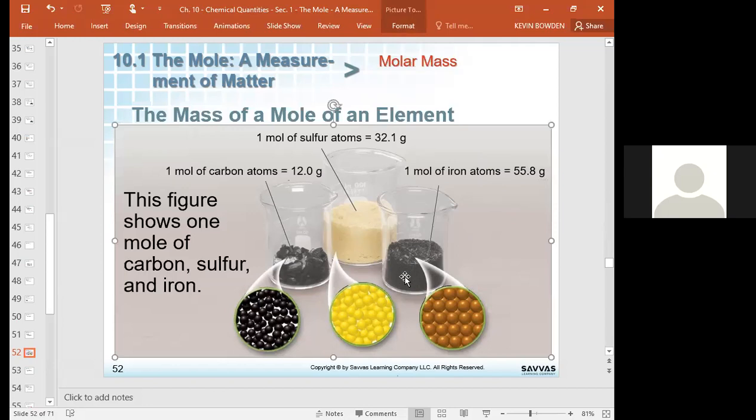So now you'll notice that the volume kind of doesn't matter here. The iron takes up less volume than the sulfur does, but the sulfur is lighter. That's because the iron is more dense. It has a higher density. So mass and volume are not the same thing. That's the whole point of density: mass divided by volume gives you density.